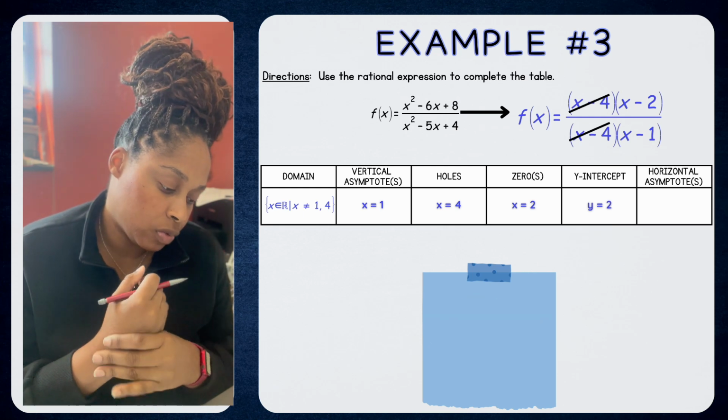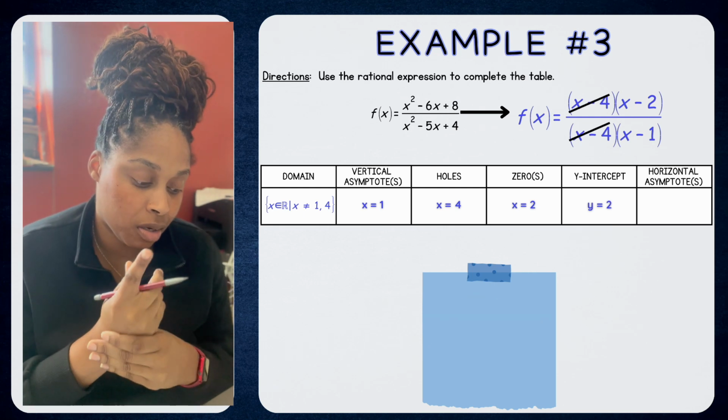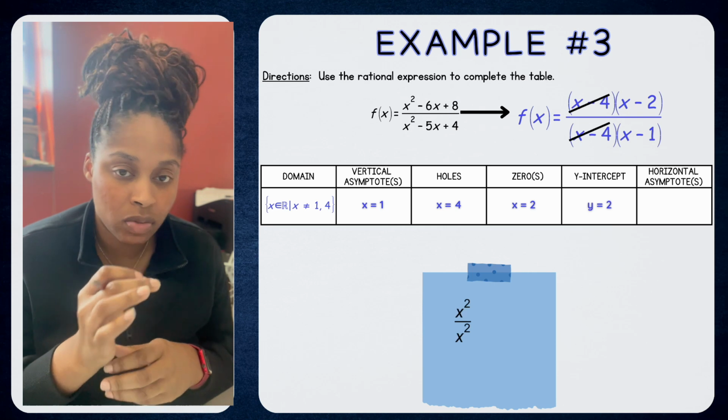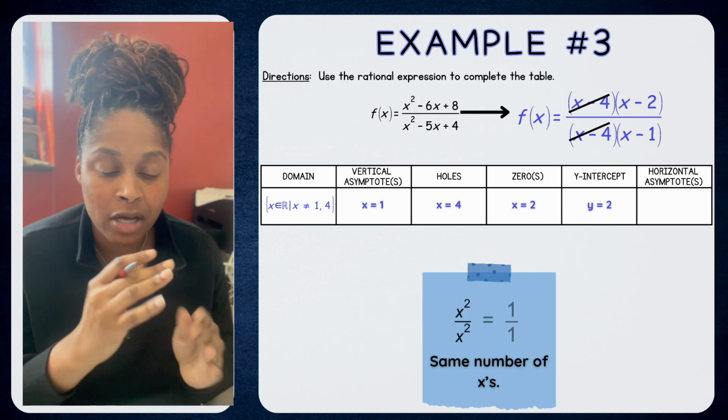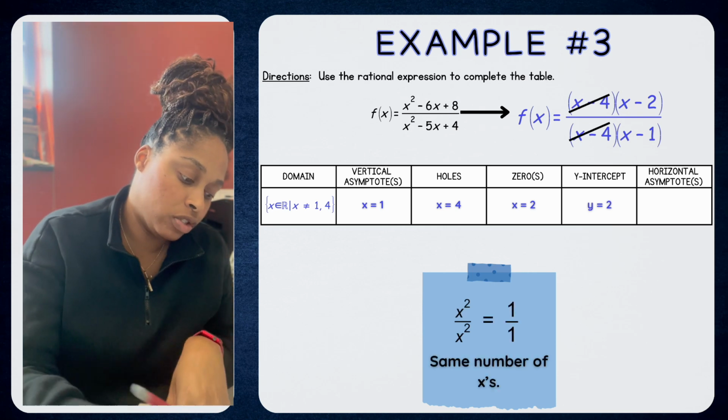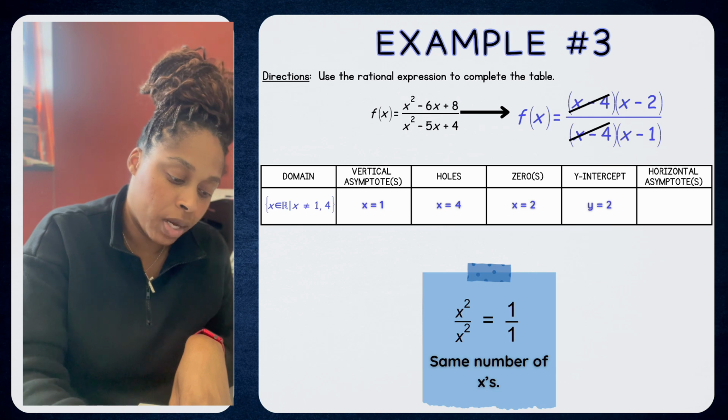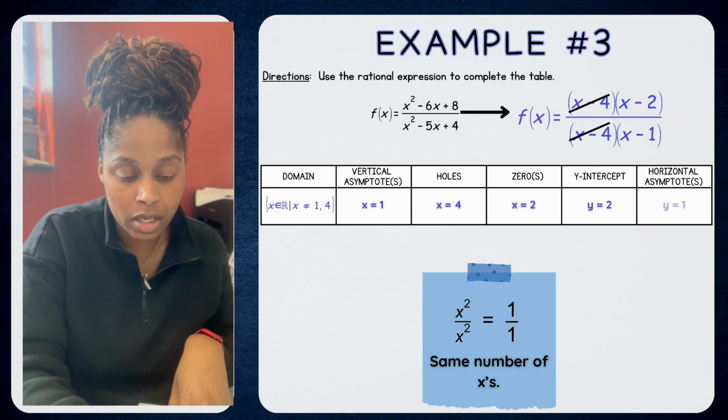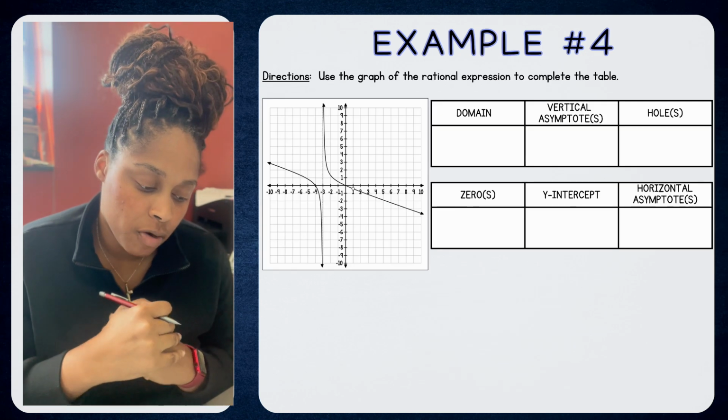Horizontal asymptotes, we don't need to simplify, and we're looking at the leading terms. So we have 2 x's on top, 2 x's at the bottom, the same amount, so we're taking the ratio. All right, so that's going to leave us with 1 over 1, so our horizontal asymptote is y equal to 1. All right, number 4.